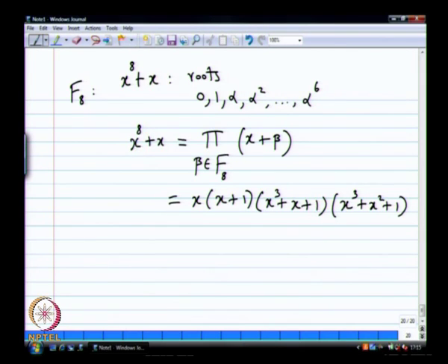Okay, so this is a factorization which works only modulo 2. If we do not have modulo 2, this factorization will not make sense. Of course, it is all in F2 and F8 and all that. It is important.